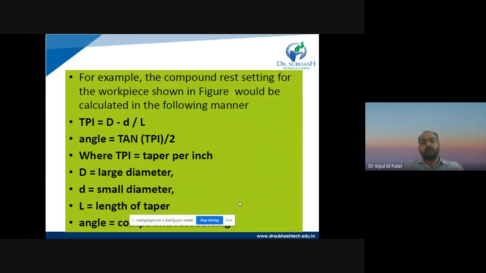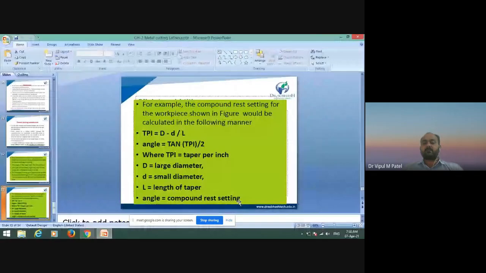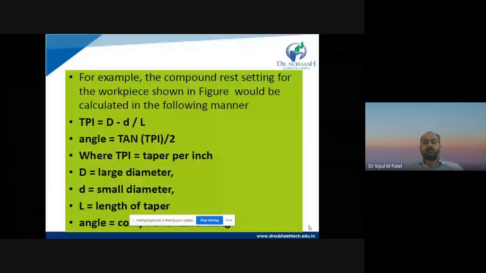TPI is equal to D, the initial diameter, minus small d, divided by length. So angle is equal to tan inverse of TPI divided by 2, where TPI is equal to taper per inch, D is the diameter or large diameter or initial diameter, small d is the small diameter, L is the length of taper, and the angle is the compound rest setting.